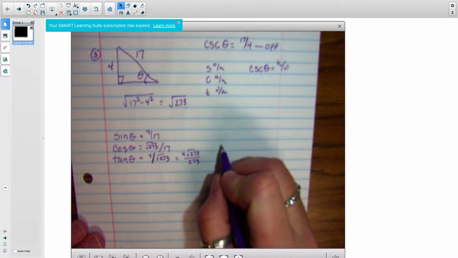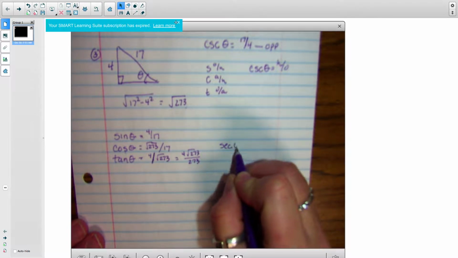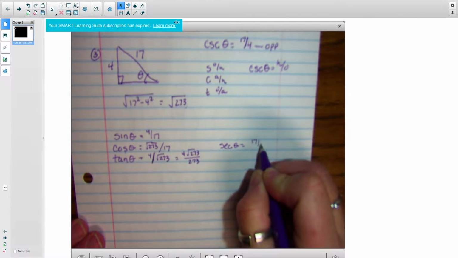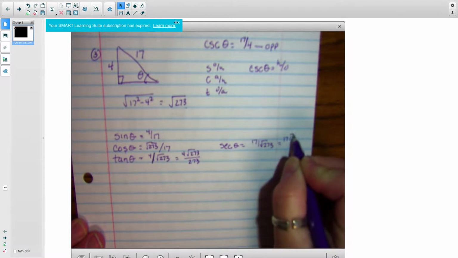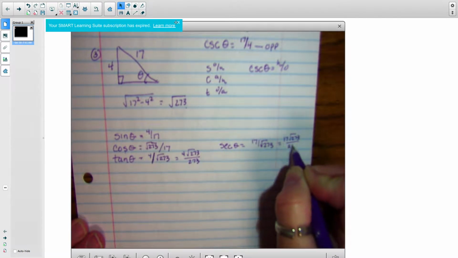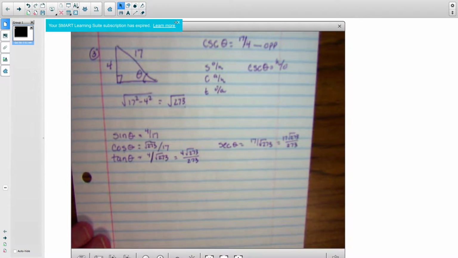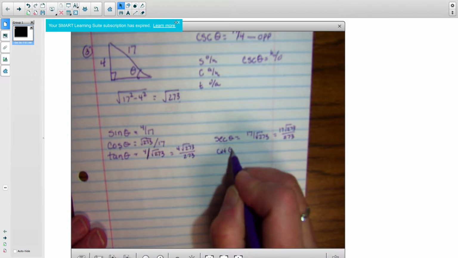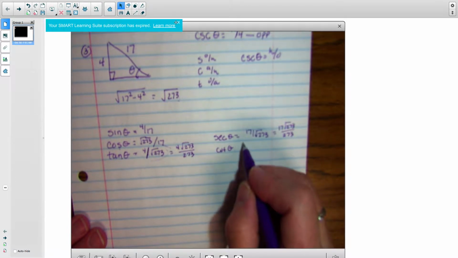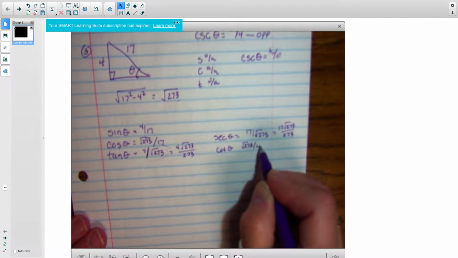So, and then we need secant, 17 over square root of 273. If you want to check your answer, there's what you get. Cotangent, reciprocal, square root of 273 over 4.